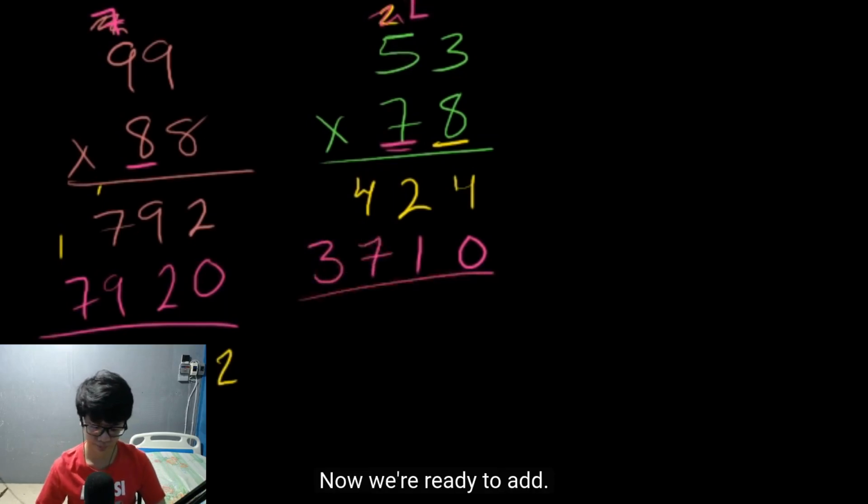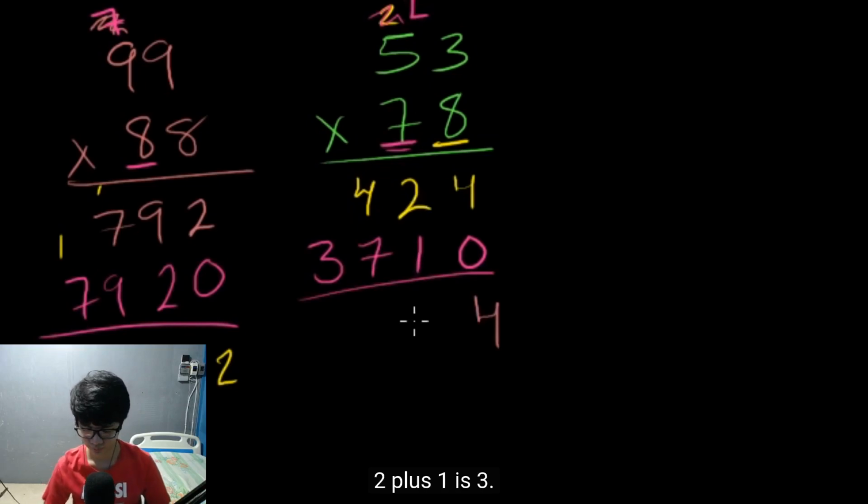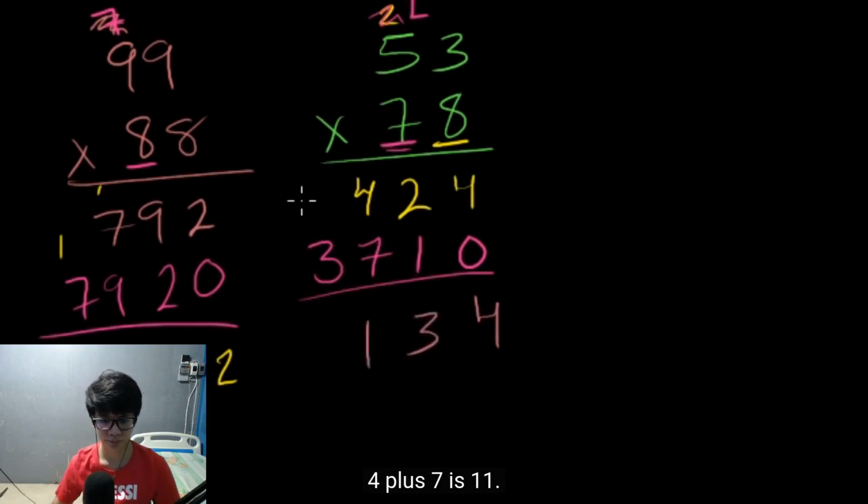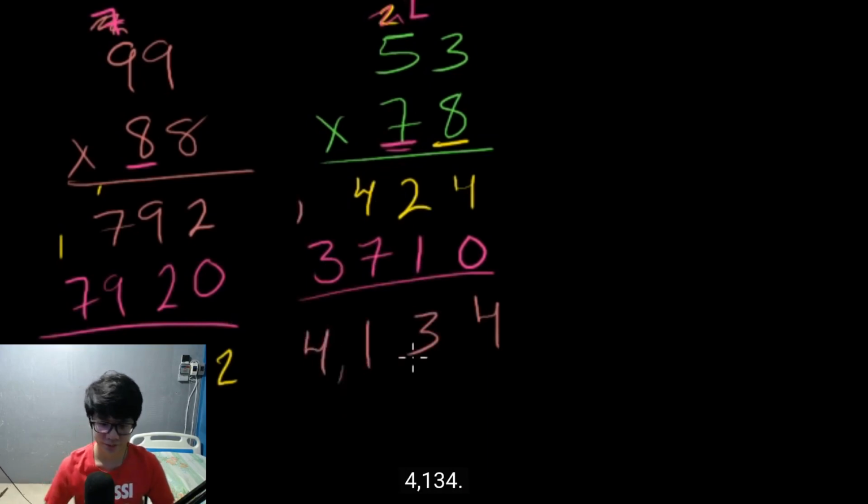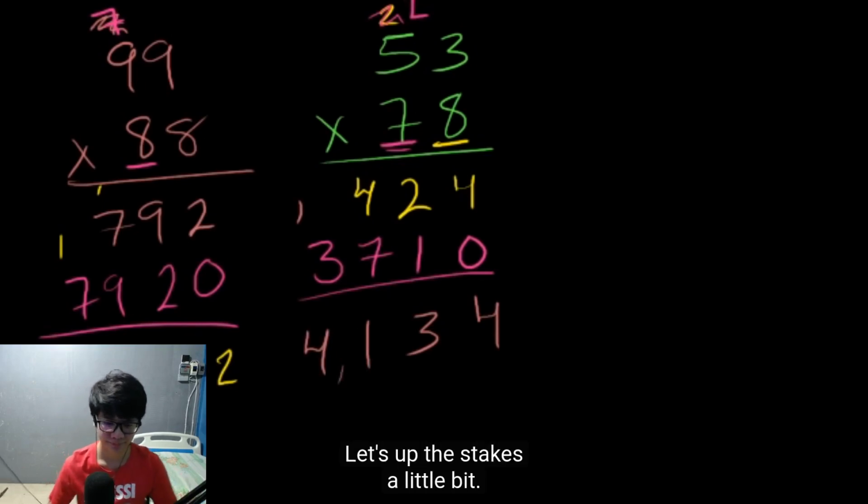Now we're ready to add. 4 plus 0 is 4. 2 plus 1 is 3. 4 plus 7 is 11. Carry the 1. 1 plus 3 is 4. Oh, yeah. 4,134. Let's up the stakes a little bit.